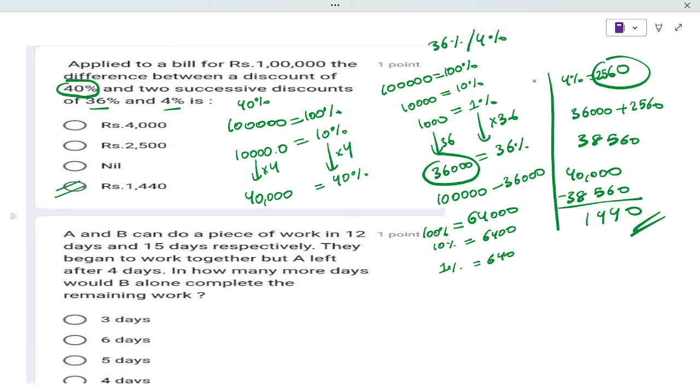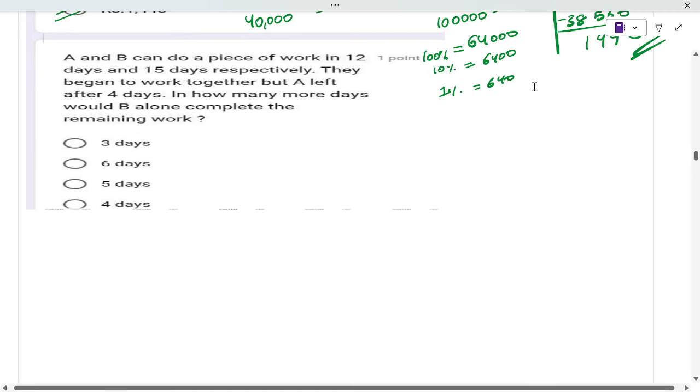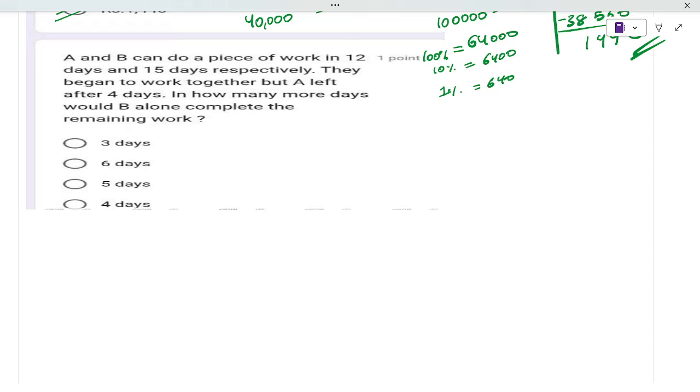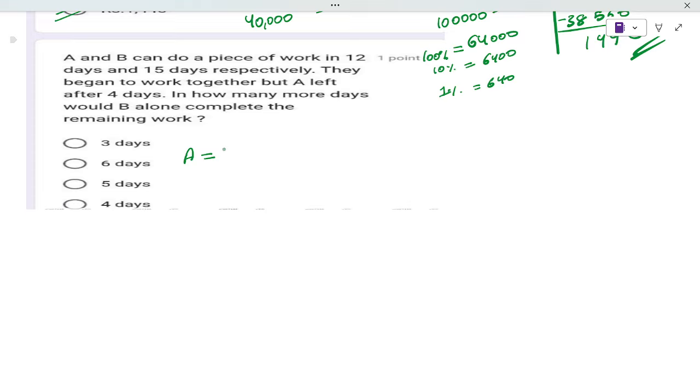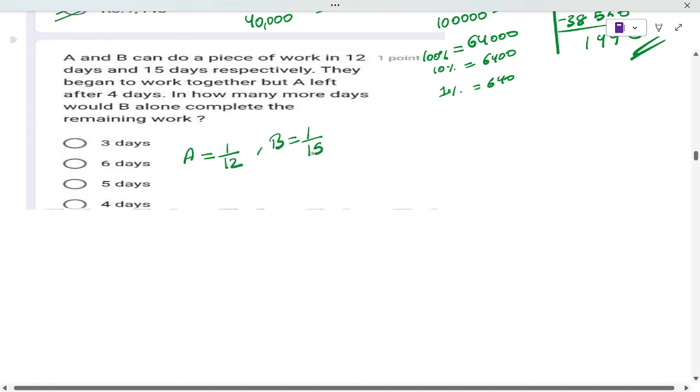Next question is from time and work. A and B can do a piece of work in 12 days and 15 days respectively. So A can finish the work in 12 days, so 1 day's work will be 1 by 12. Always we need to convert into 1 day's work. Similarly, B takes 15 days, so the 1 day's work will be 1 by 15.